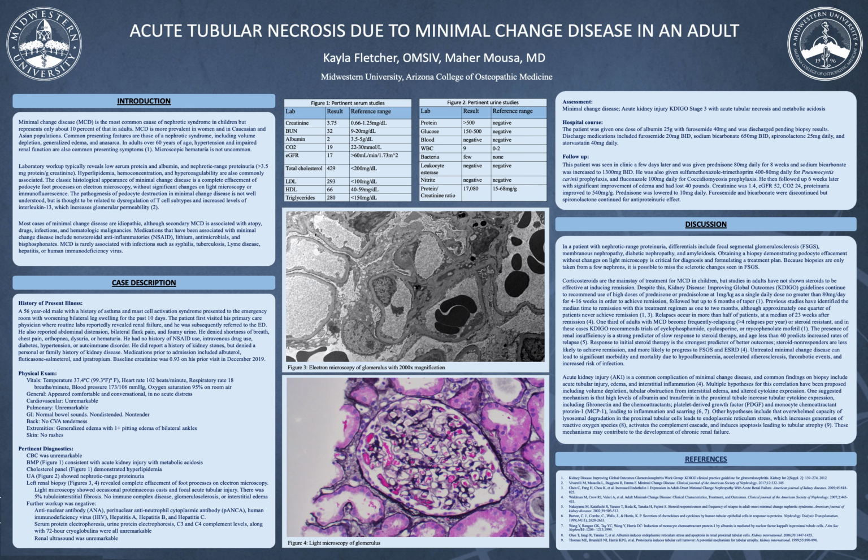So we obtained a BMP on this patient, which was consistent with an acute kidney injury with metabolic acidosis. He was found to have a creatinine of 3.75, an albumin of 2, a CO2 of 19, and a GFR down to 17. He also had hyperlipidemia when we obtained a cholesterol panel. And in figure 2, you can see his urine studies.